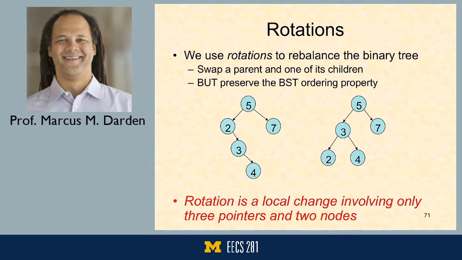Enter the rotations. We're going to use these rotations to rebalance our tree. What we do, at the high level, is we're just swapping a parent and one of its children to sort of fix our balance. Caveat, we don't want to break the BST. This is at a fundamental level, and AVL is a BST, so we have to maintain the BST property first and foremost. Then we keep the height balance property as well on top of that.